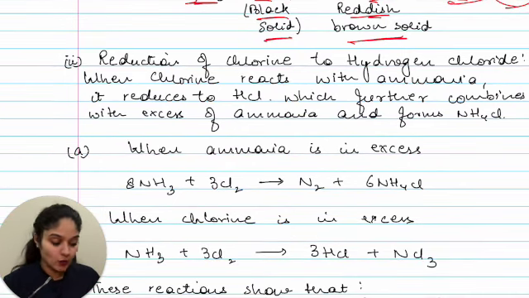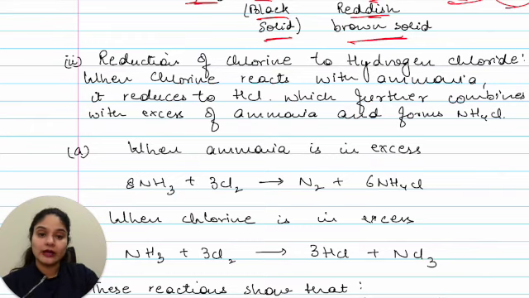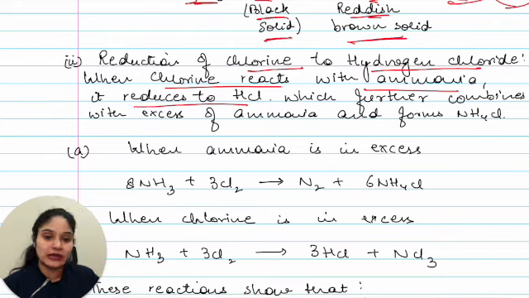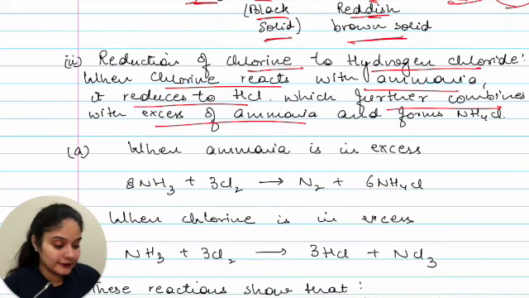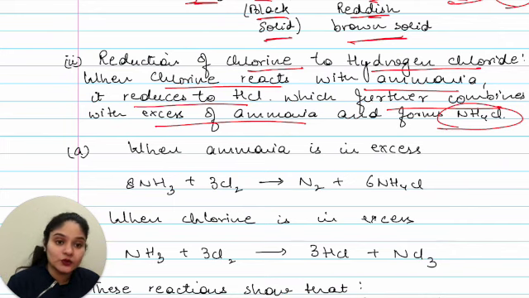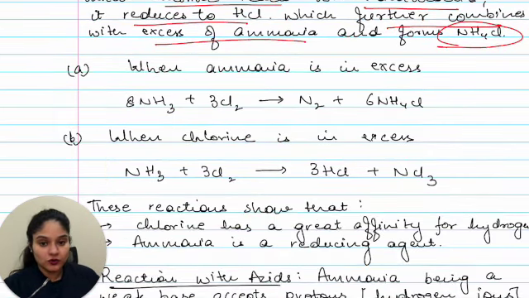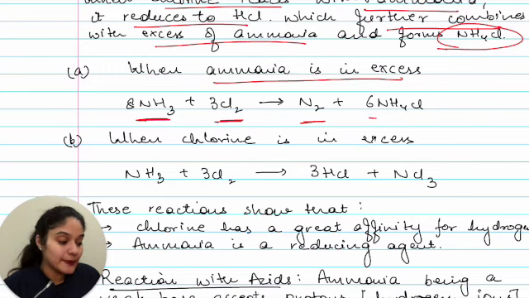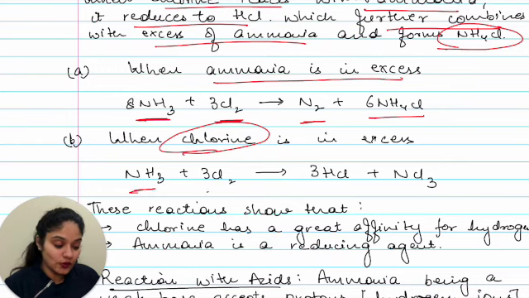Then, reduction of chlorine to hydrogen chloride. If you have ammonia reacting with chlorine, it would end up giving you hydrogen chloride. When chlorine reacts with ammonia, it is reduced to HCl, which further combines with excess ammonia and forms NH4Cl. You have the equation right here. When ammonia is in excess, ammonia and chlorine give you nitrogen N2 plus NH4Cl. When chlorine is in excess, you get ammonia, chlorine giving HCl and NCl3.